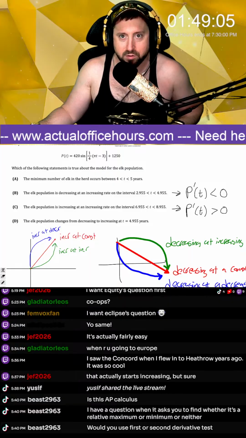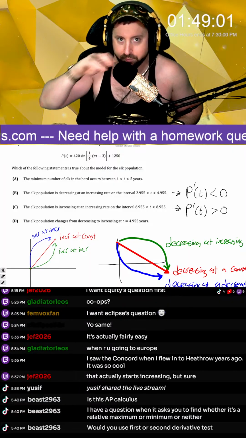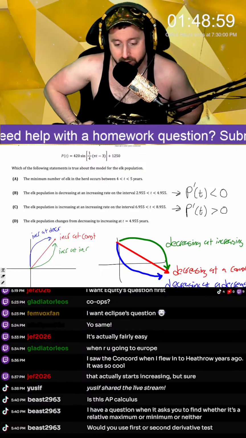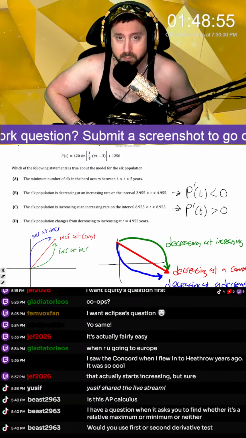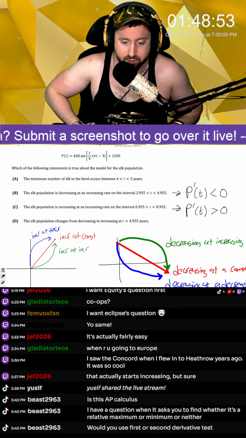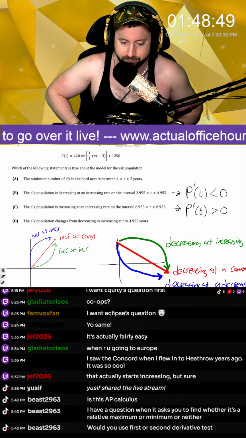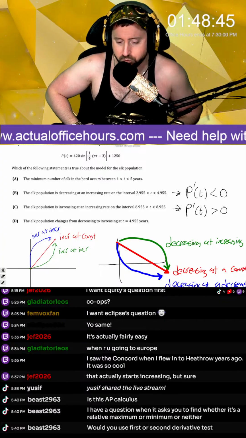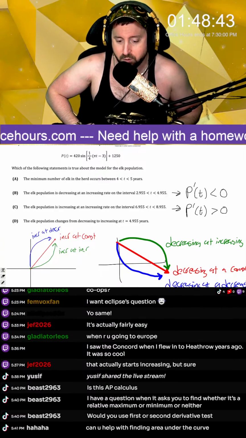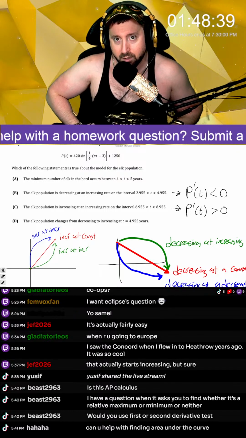I have a question. When it asks you to find whether it's a relative maximum or minimum or neither, would you use a first or second derivative test? I mean, you technically need both. You need the first derivative to be 0. And then you need the second derivative to be positive or negative, for whether it's a min or a max. You could also still just use first derivatives, Beast, if you check what's happening before and after the critical point. That's another way to do it.